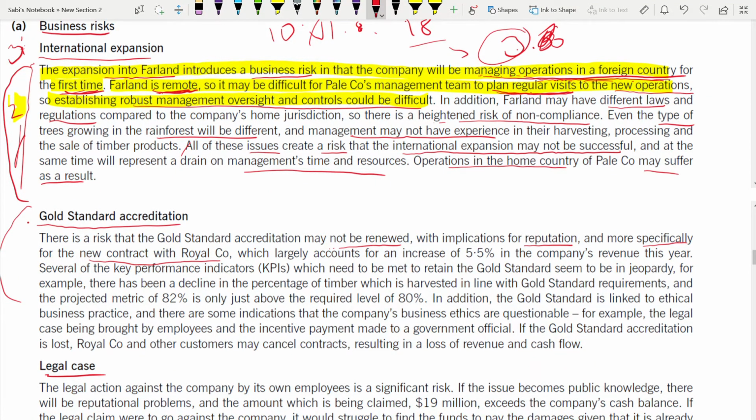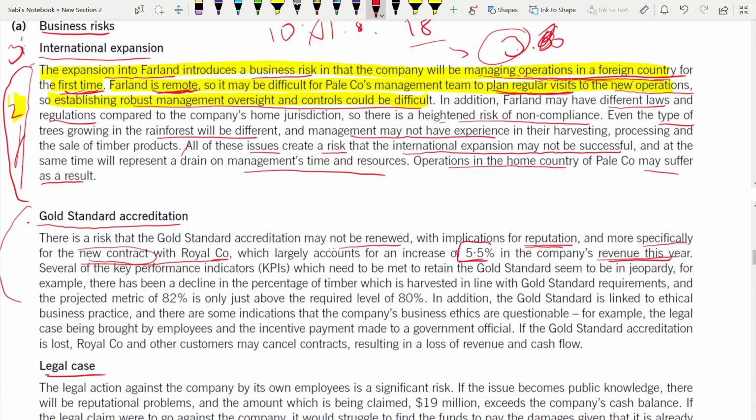Which lastly accounts for an increase of 5.5% in the company's revenue this year. See, if you're not able to renew, it will have an impact on reputation. If it has an impact on reputation, it means it will have an impact on the new contract also. Why are you talking about this new contract here? Because your company revenue increased this year, a 5.5% increase. So one reason for that huge increase in revenue is this new contract. That's why this new contract largely accounts for an increase of 5.5% in the company's revenue this year.